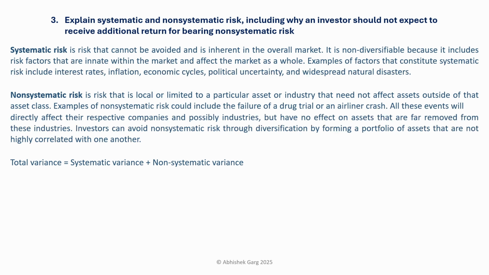Now, being an investor, you can avoid a non-systematic risk through diversification by forming a portfolio of assets that are not highly correlated with one another. So, since you are able to avoid the non-systematic risk by diversifying, you are not awarded additional return for bearing a non-systematic risk. Now, what's the total variance of a portfolio? The total variance is equal to systematic variance plus the non-systematic variance.